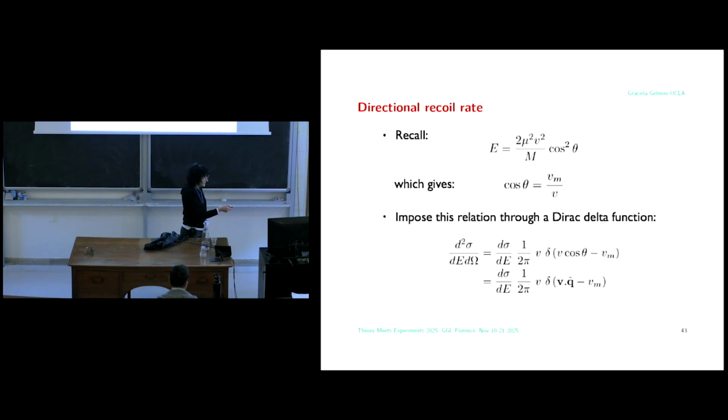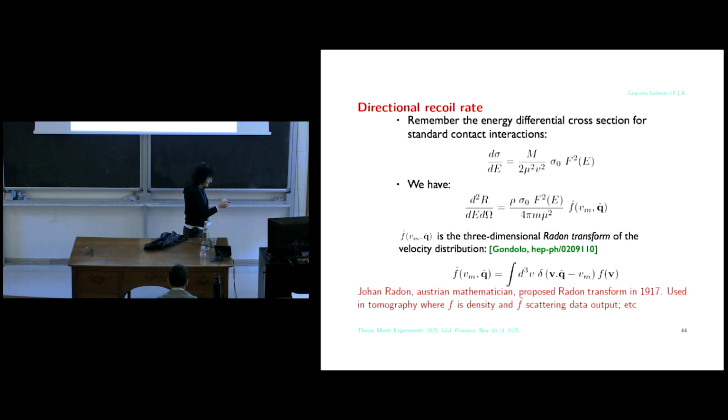V cosine theta is the same as V dot the direction of Q. Q hat is the direction of the recoil. And then you replace this. And remember that the energy differential cross-section for standard contact interactions is this. This is only for contact interactions; all of this would have to change if you have a different differential cross-section. But this is done for the usual spin-independent heavy mediator, all right? And so this is the equation that you have.